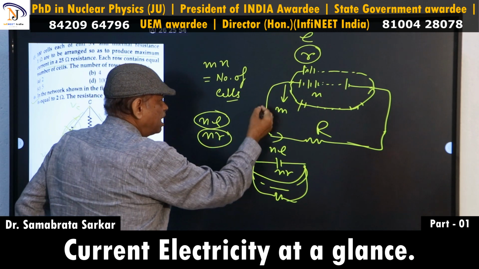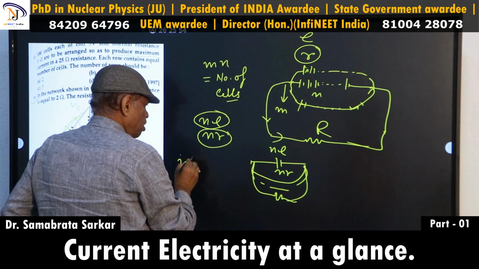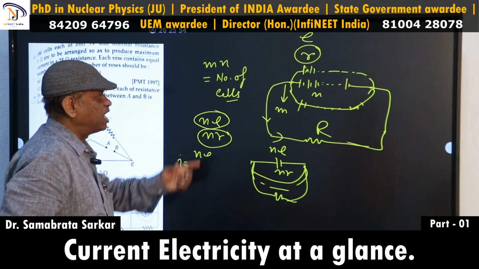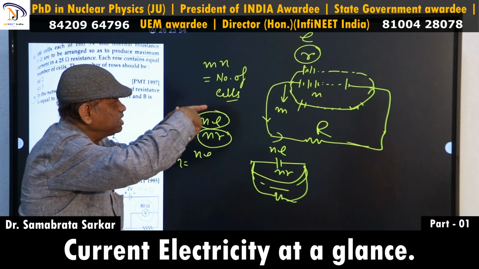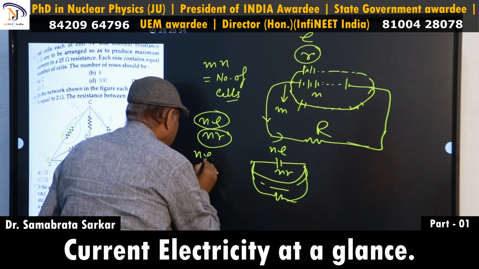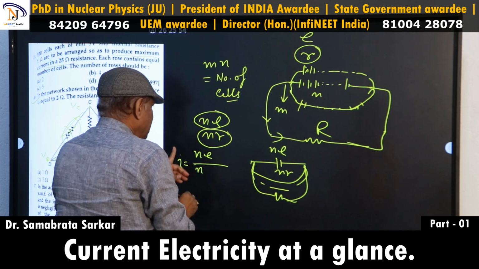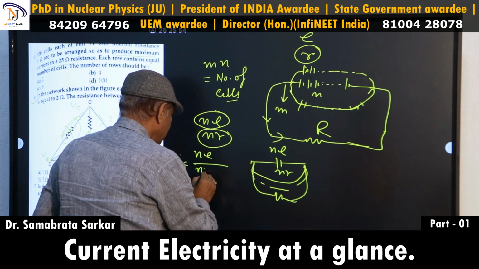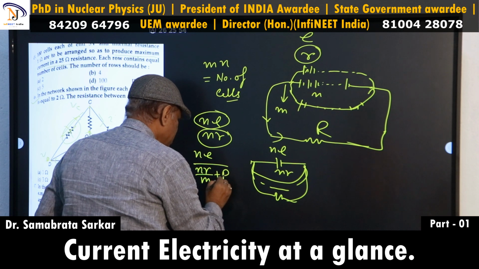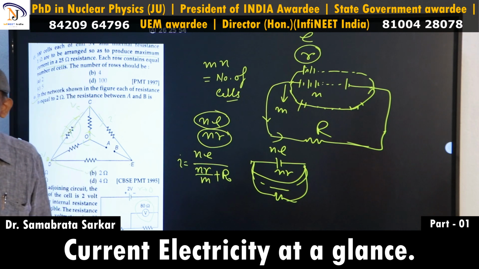So if you want to find the current outside, what do you have to write? I equals the potential, E. Each row contains NR, and there are M rows. So you can write I equals NE divided by NR by M plus capital R. This is your current to the external circuit.